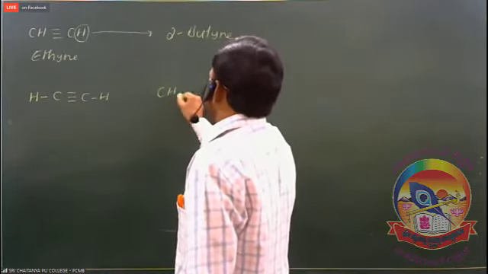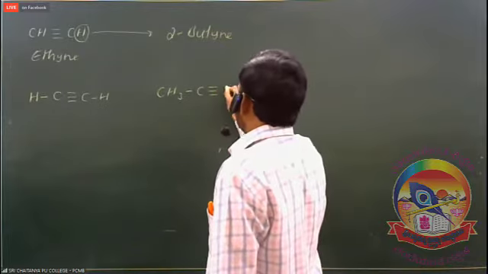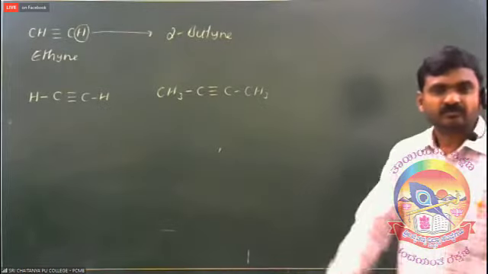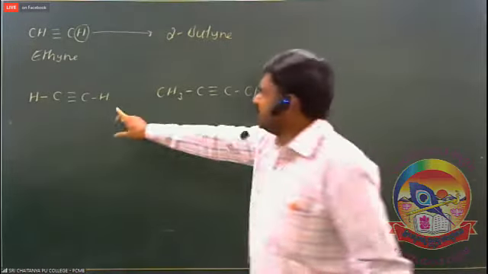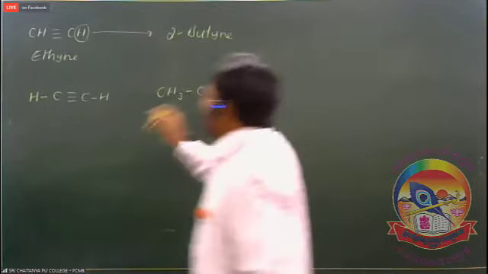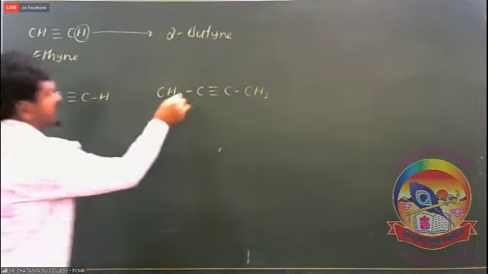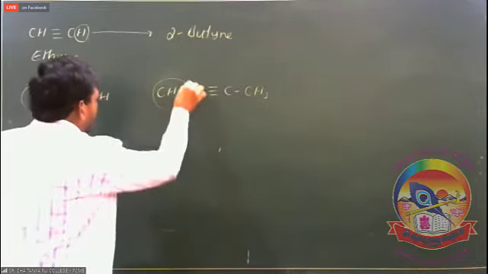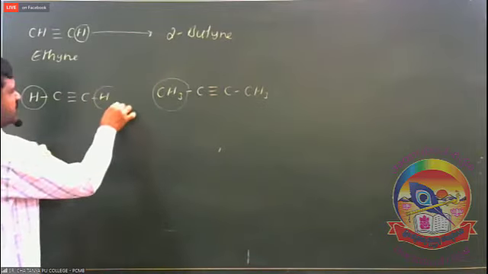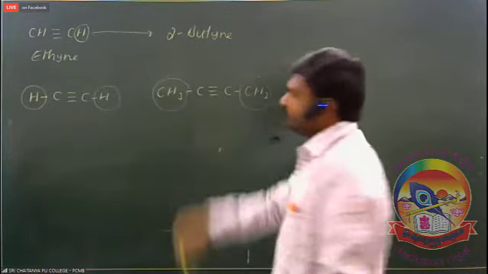What is the structure of 2-butyne? CH3, C triple bond C, CH3. It is 2-butyne. Okay, it is ethyne. So what is the difference between acetylene and 2-butyne? In acetylene, this acidic hydrogen is replaced by a methyl group. This second acidic hydrogen is also replaced by another methyl group.